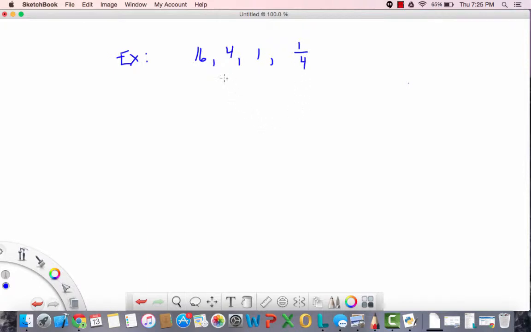The common ratio is found by taking any term and dividing it by the previous term. So the common ratio is denoted by the letter R, and it equals 4 over 16. That's the second term divided by the first term. That simplifies to 1/4. It also equals the third term divided by the second term, so that's a fourth. And it also equals the fourth term divided by the third term, which is 1/4. And this could go on and on.